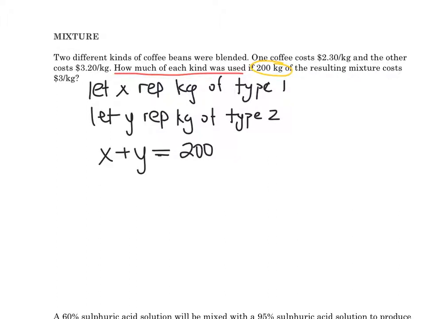The next is going to use the cost. Okay, so let's circle what's important here. Coffee 1 is $2.30 per kilogram. Coffee 2 is $3.20 per kilogram. And the mixture is going to cost $3, and that's for 200 kilograms. Okay, so the first one's 2.30. When I multiply $2.30 by the number of kilograms of type 1, this is going to give me the total cost of coffee 1.